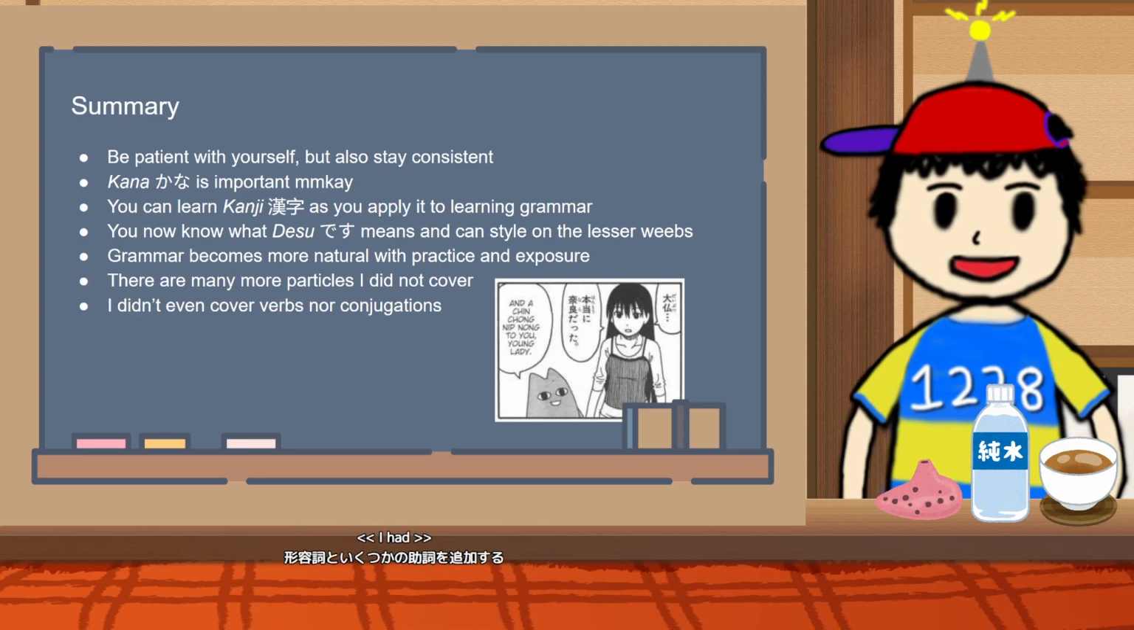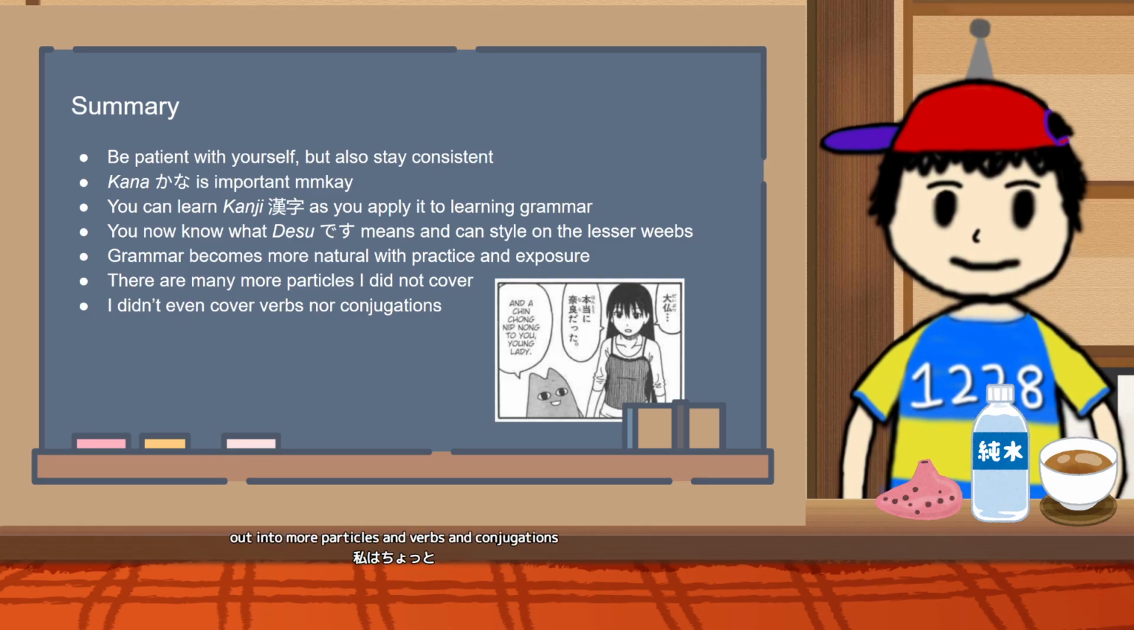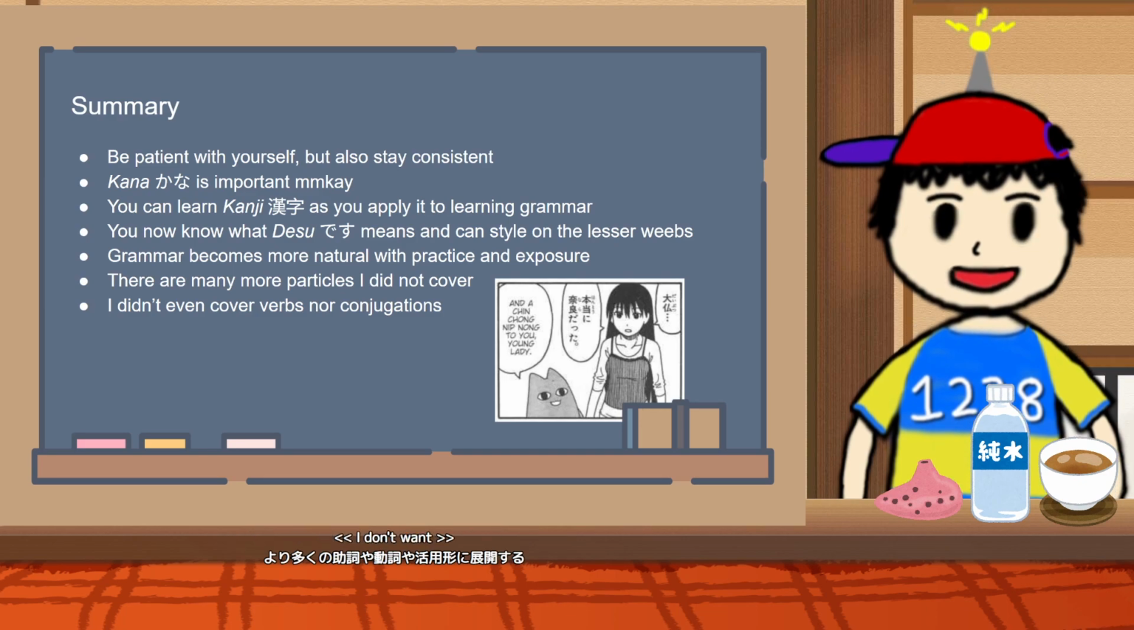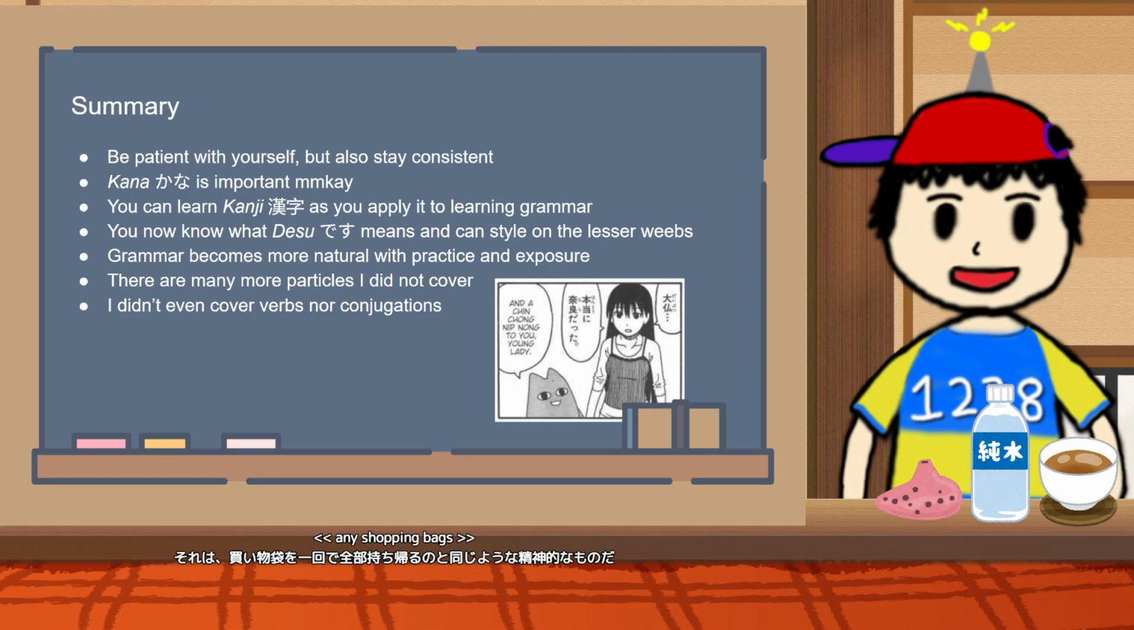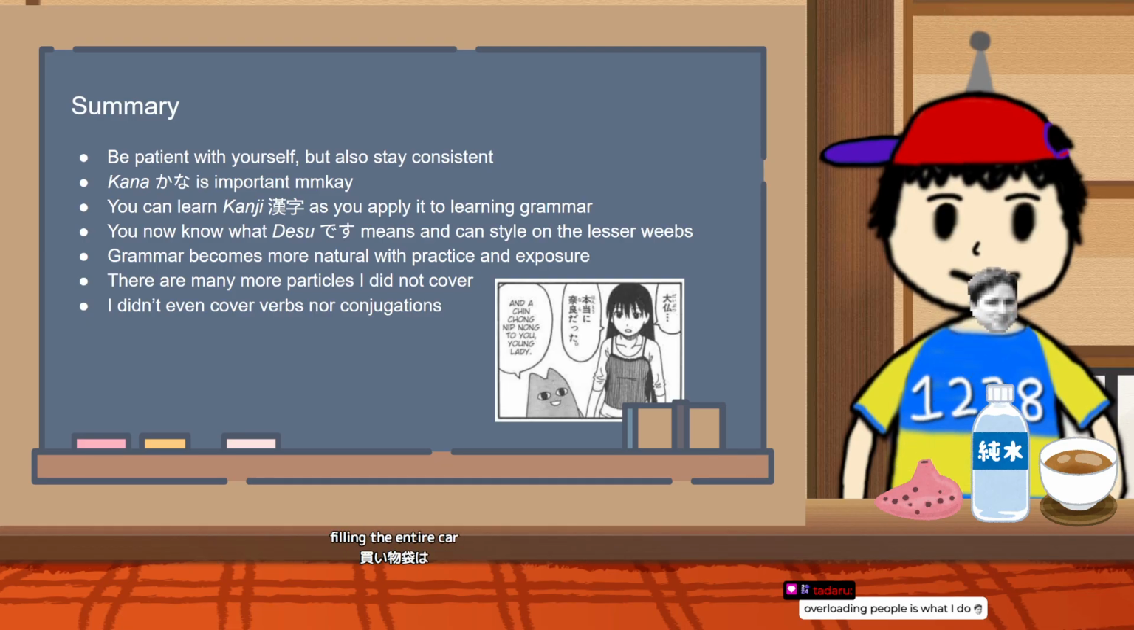I had kind of wanted to branch out into more particles and verbs and conjugations, but that's too much. I don't want to overload you guys with information. Learning too much at once can have the opposite effect, where it becomes too much to carry. It's the mental equivalent of taking all the shopping bags in one trip, when the shopping bags are literally filling the entire car. Just take multiple trips. You're gonna drop bags if you take the whole car's worth of shopping bags. Maybe that's not a great analogy because I'm really good at using minimal shopping bags.